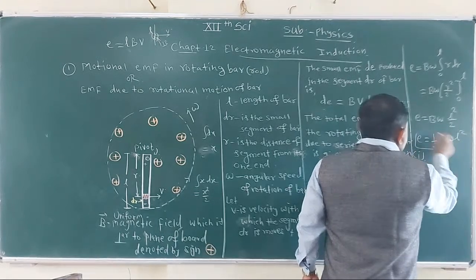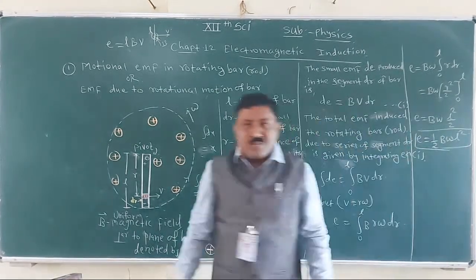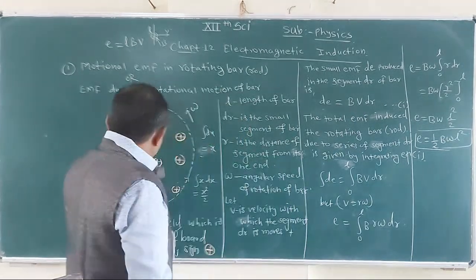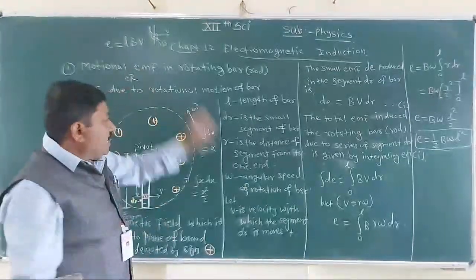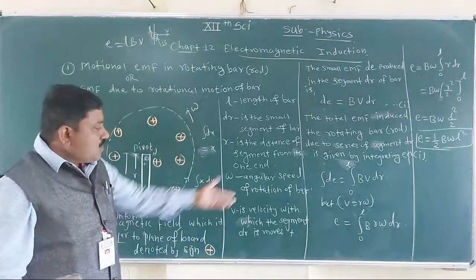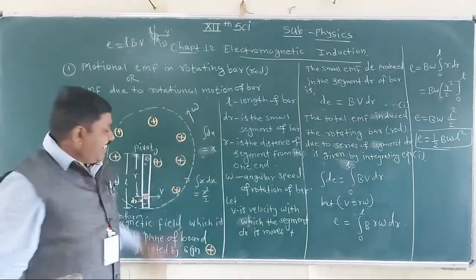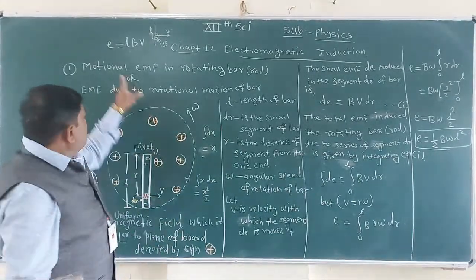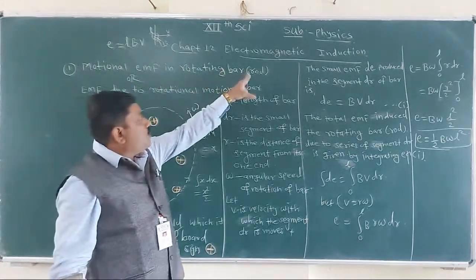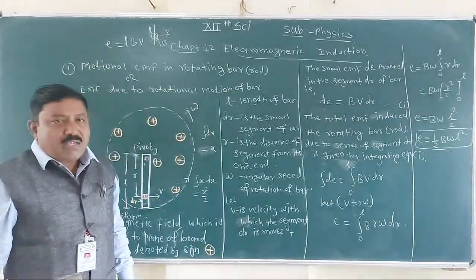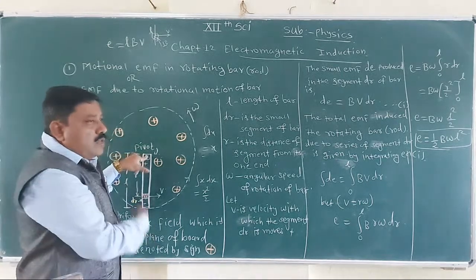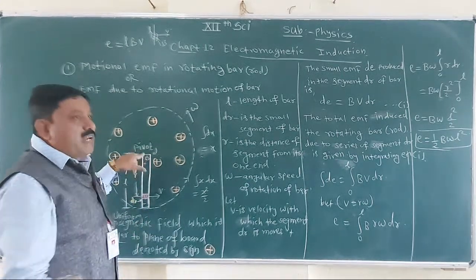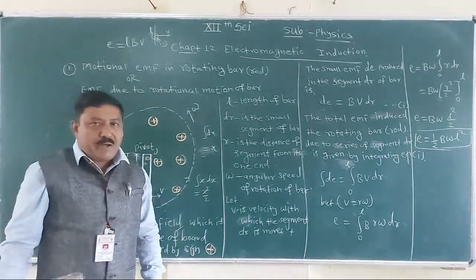So this is the EMF produced in the rotating rod in uniform magnetic field of induction. So question may be asked for 2 or 3 marks. Explain how the motional EMF is produced in the rotating bar which is pivoted, or which is fixed at one end, in the uniform magnetic field of induction.